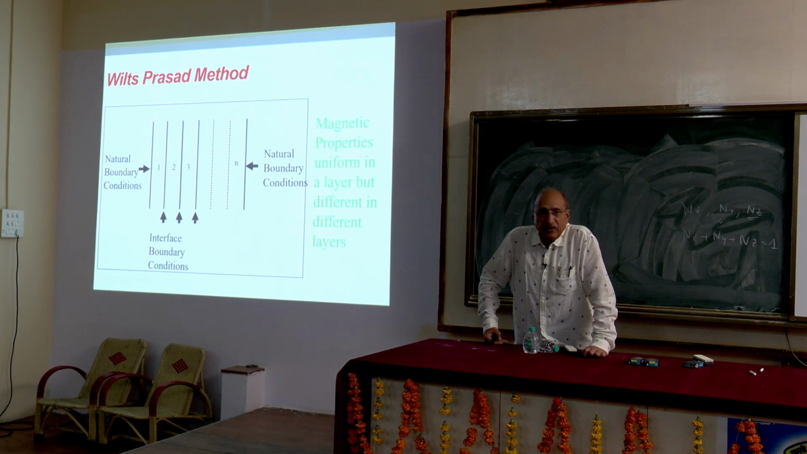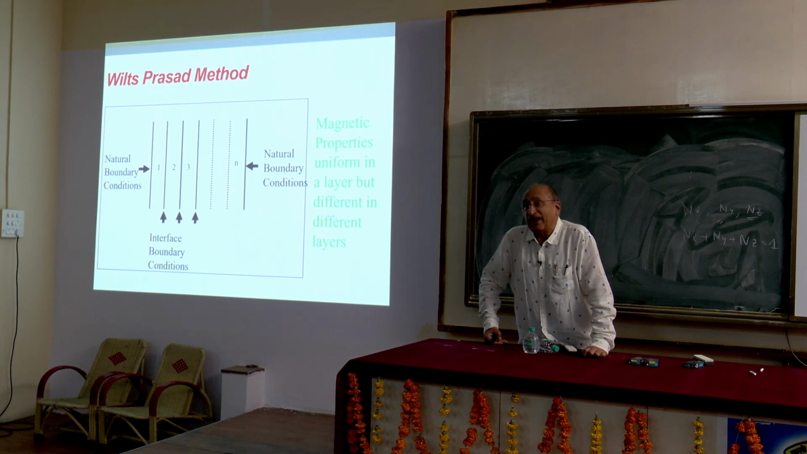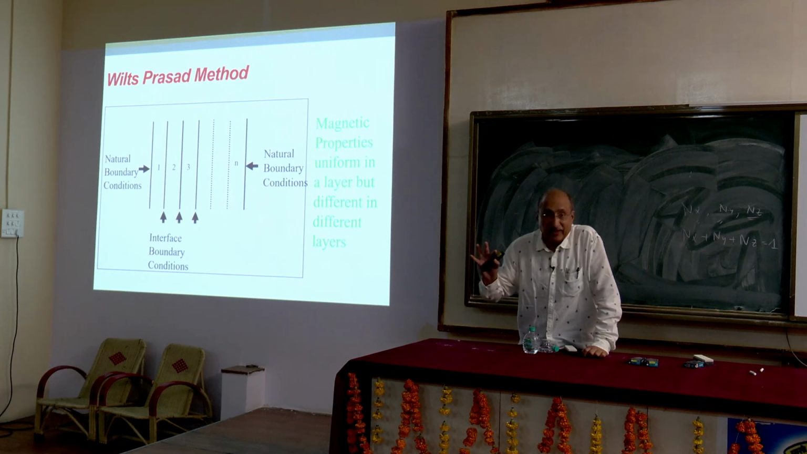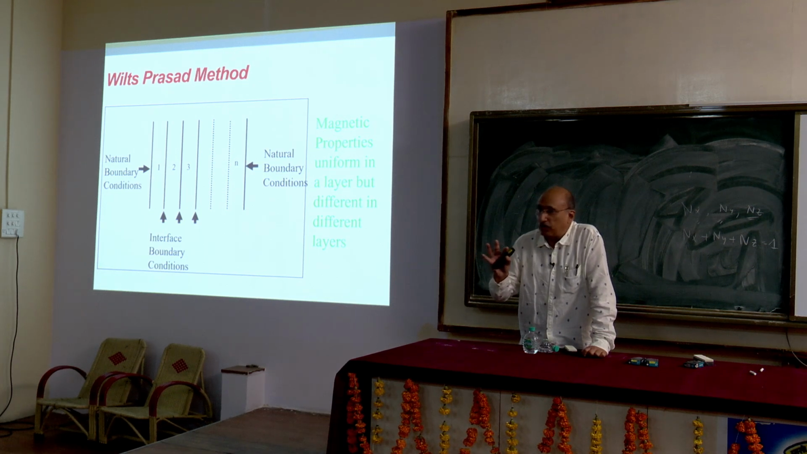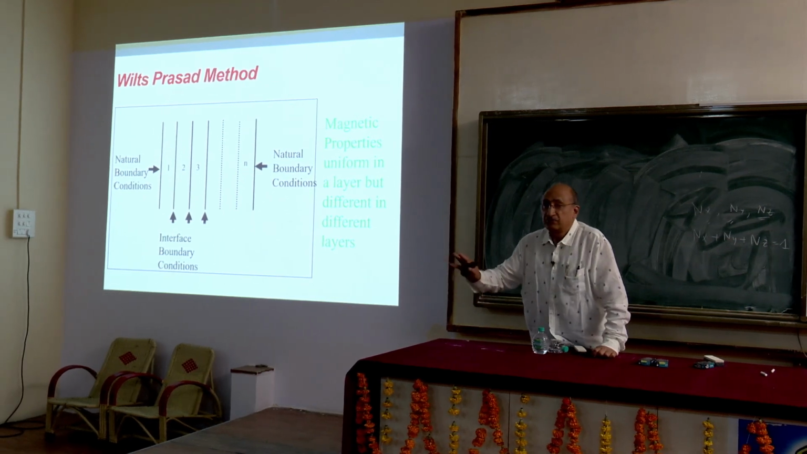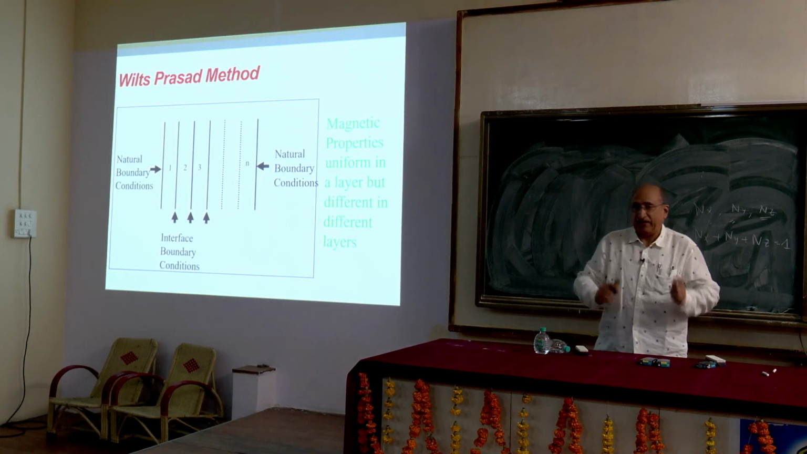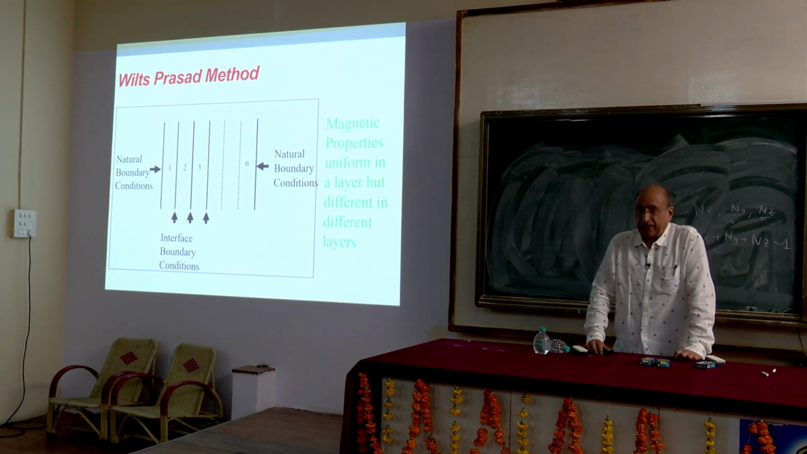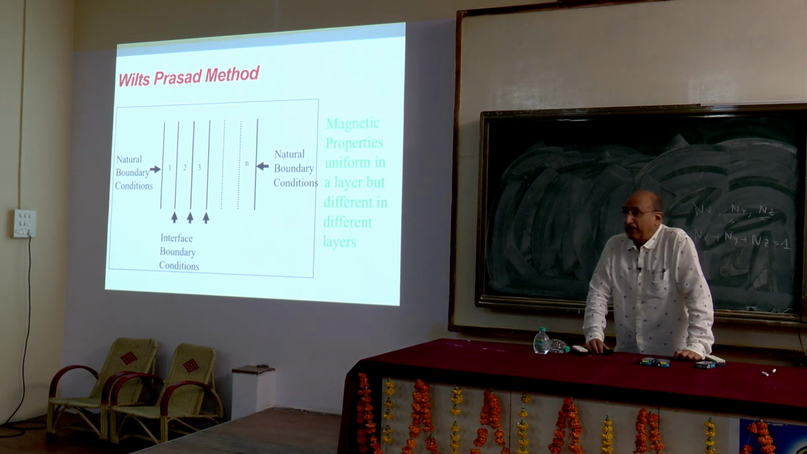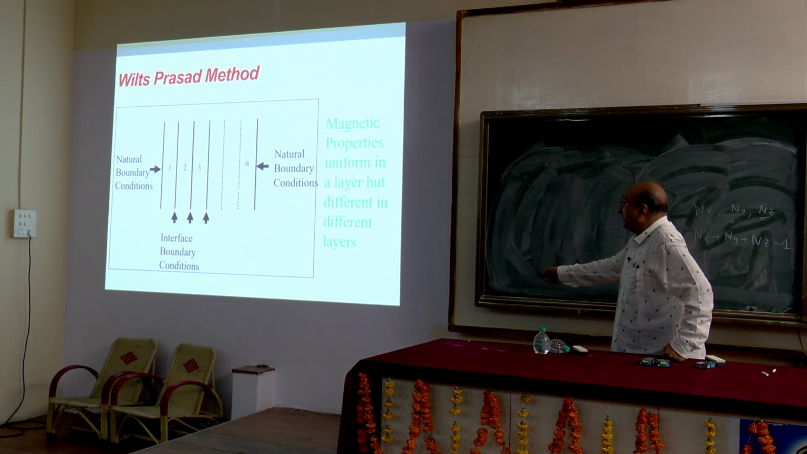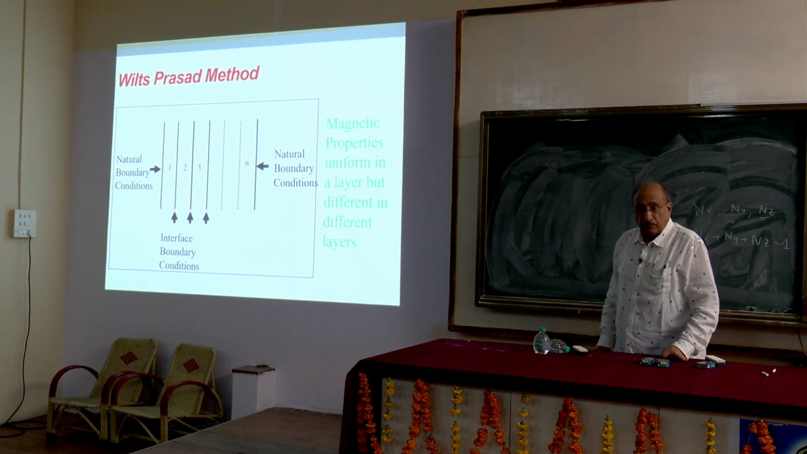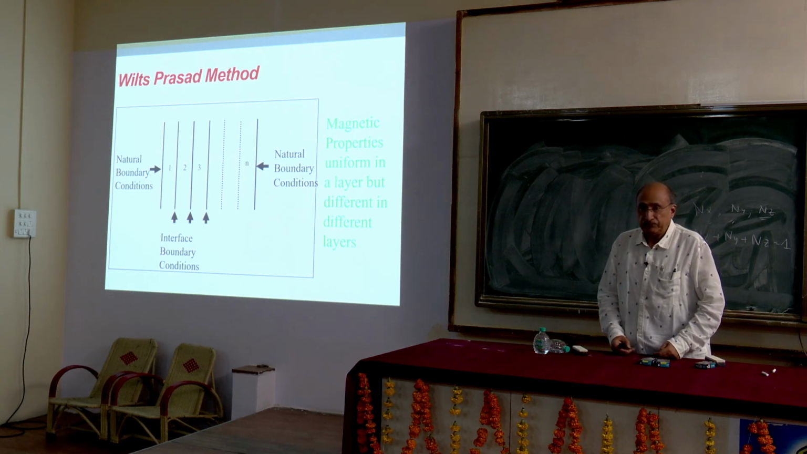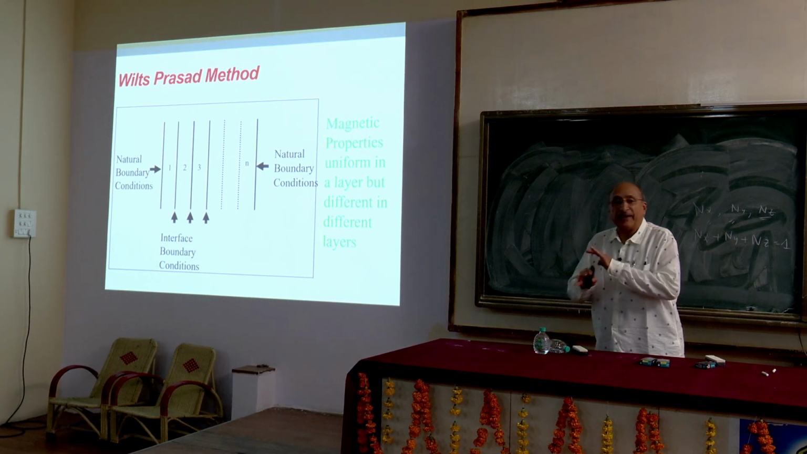So what we did, we created an artificial multilayer structure. Remember, by that time, nobody knew about multilayers. When I was doing my postdoc, multilayers were not at all known. Nobody even worked on multilayers. The concept of multilayers came much, much later. But then we created layers which are like that, imagined layers like that, and in each layer we assume the magnetic properties are uniform.